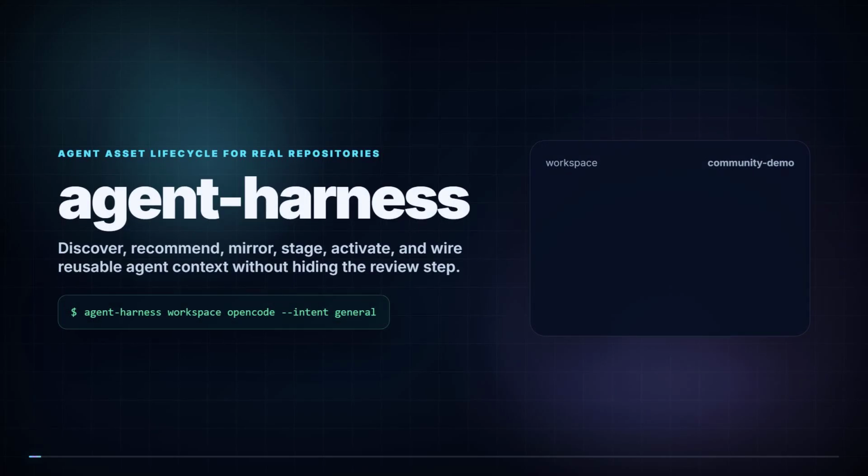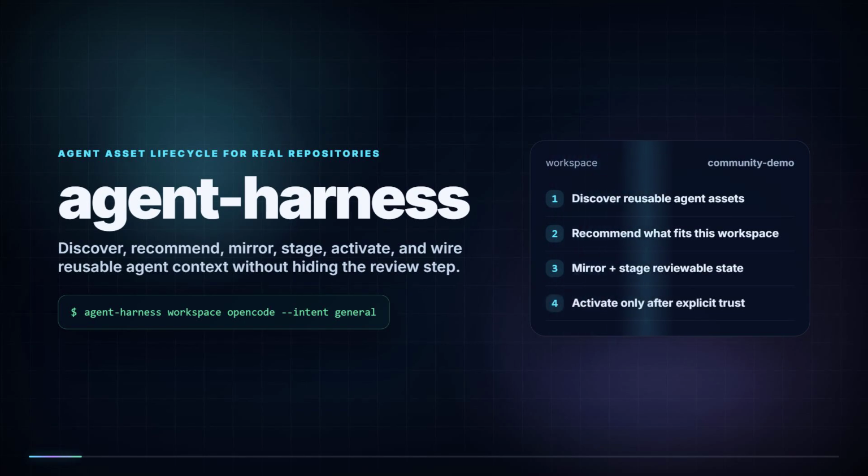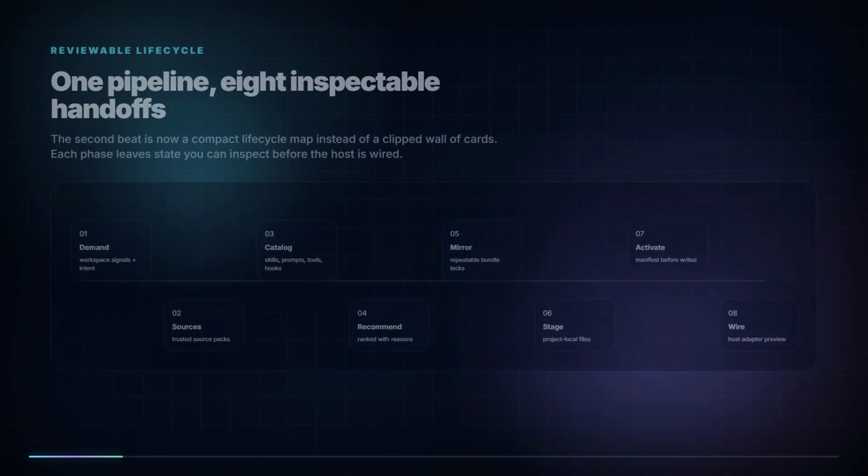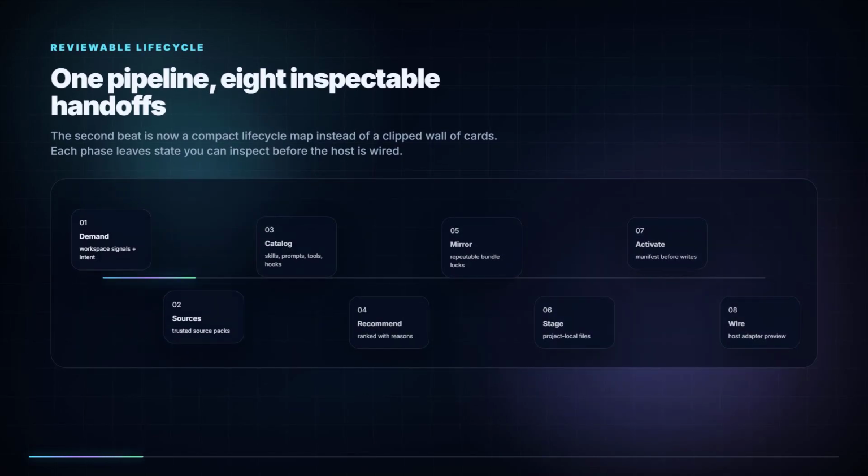Agent Harness is for developers who are tired of copying agent prompts and setup files by hand. It gives reusable agent assets a lifecycle you can inspect. Start from a clean workspace.